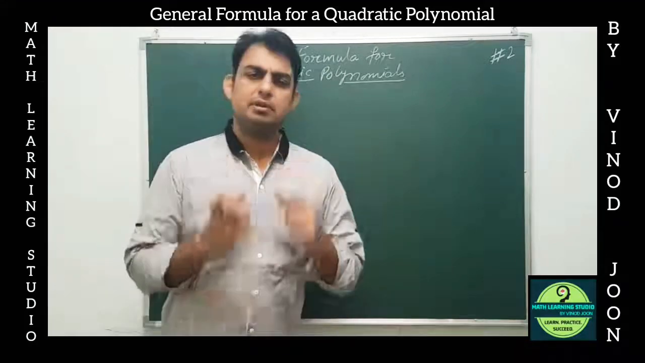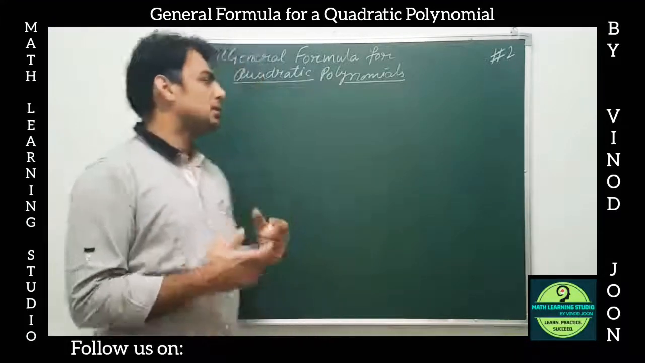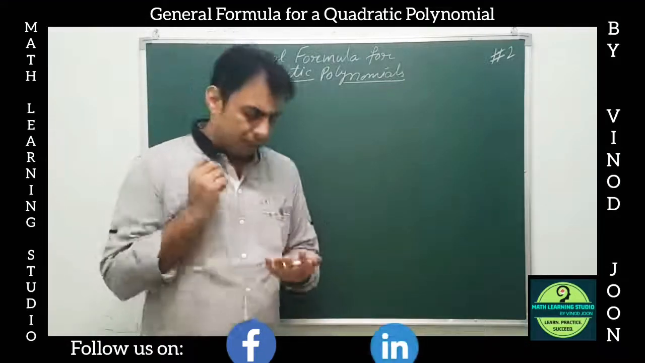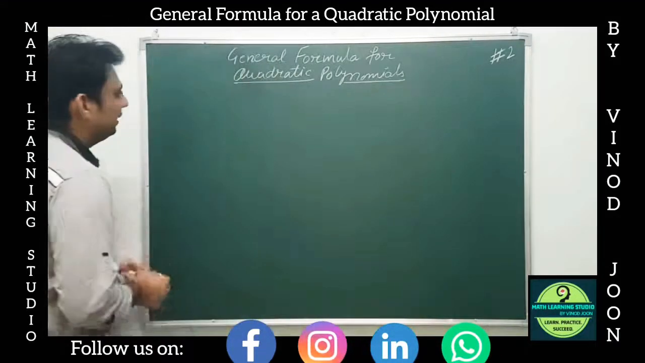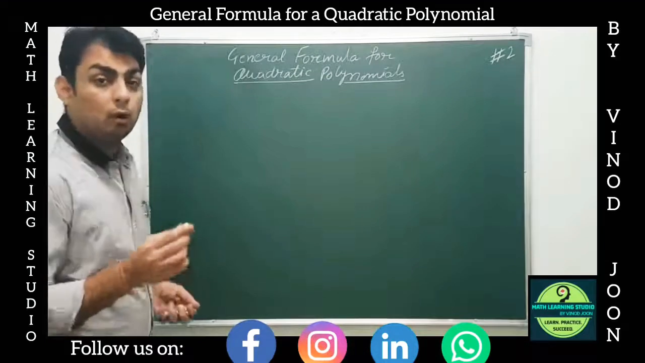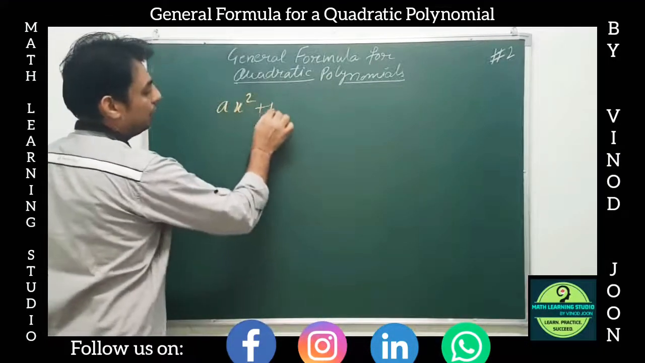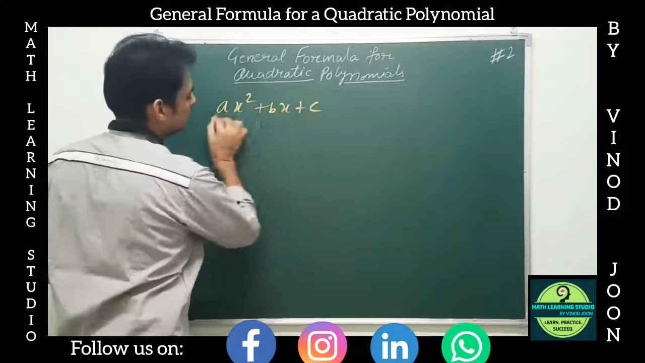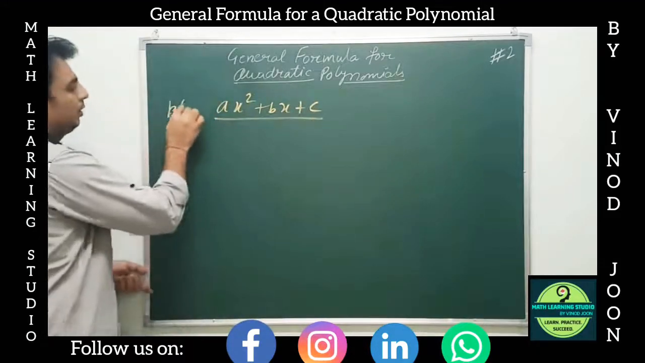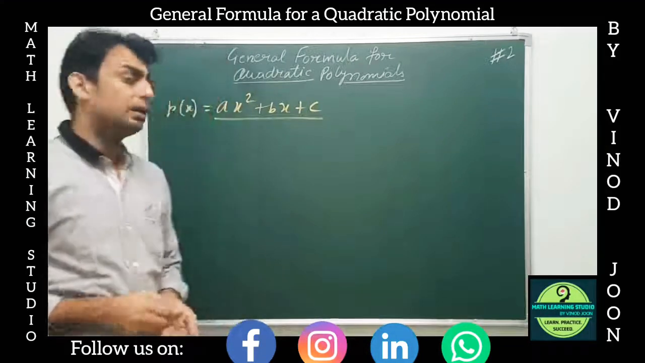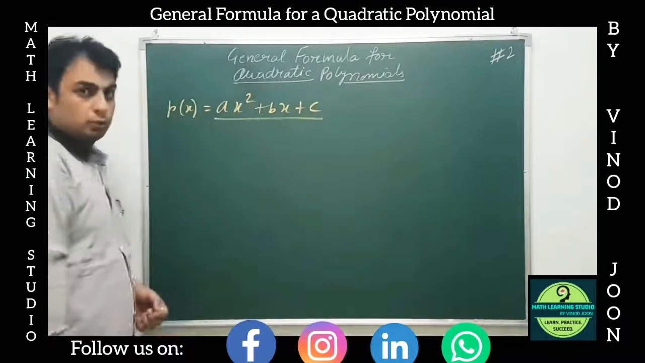Today we will discuss a very simple and very short topic that is about the general formula of a quadratic polynomial. See, we know that there is a general form of a quadratic polynomial and it is given by ax square plus bx plus c. This is the polynomial of x and it is a quadratic polynomial. Why quadratic? Because it has the highest power as 2.